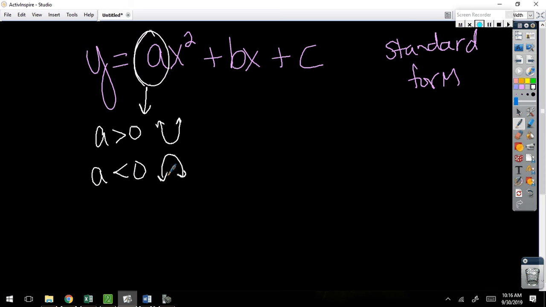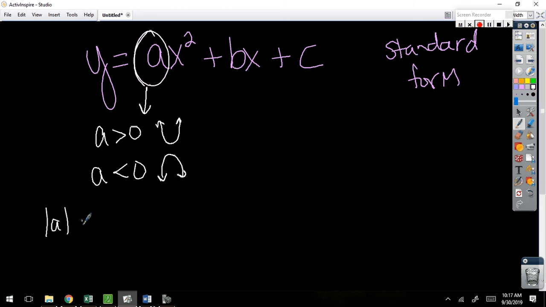My A also has to do with my compressions and my stretches, okay? So if A, and I'm going to say the absolute value of A, because again, the positive and negative has to do with up or down, okay? And the A here, if you remember, whenever you negate X, it reflects over Y, so that's kind of what it's doing here. Your A is also your shrink or stretch factor.